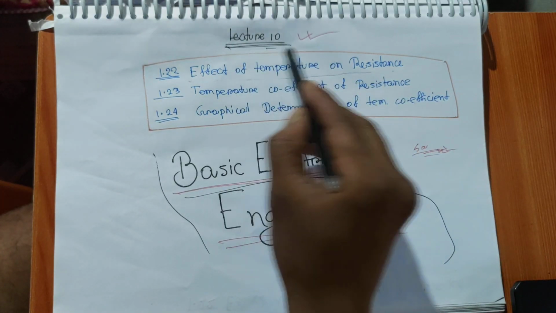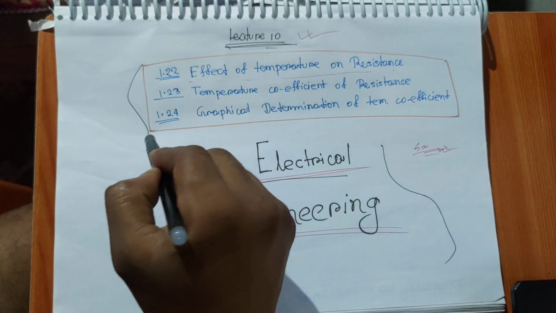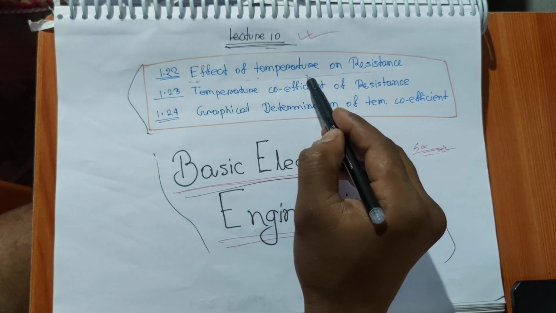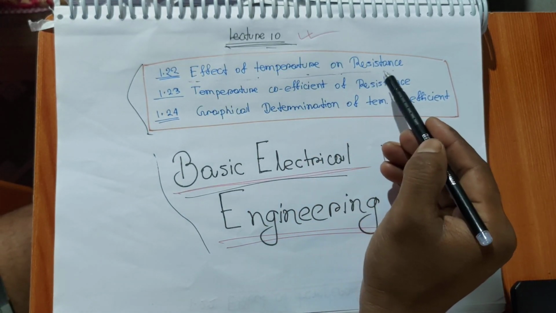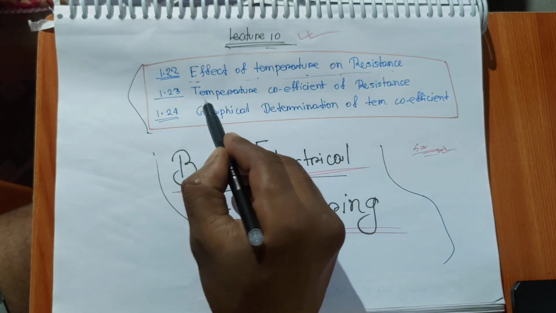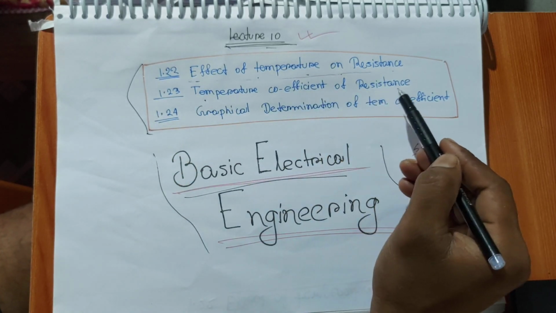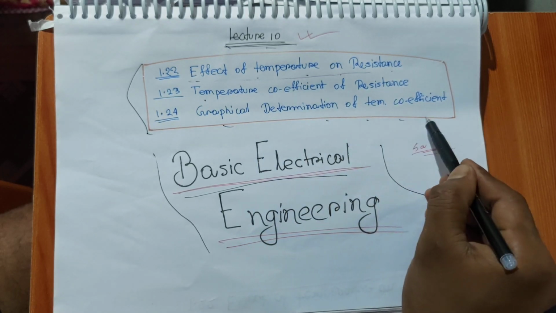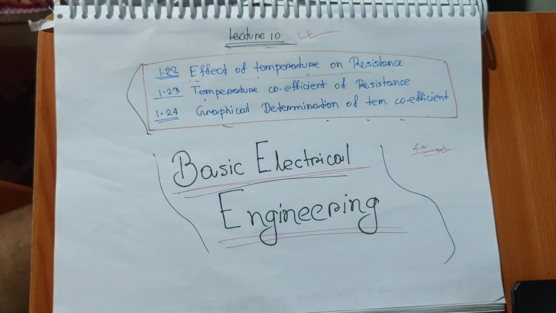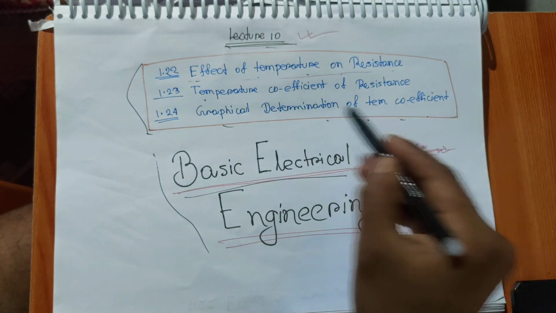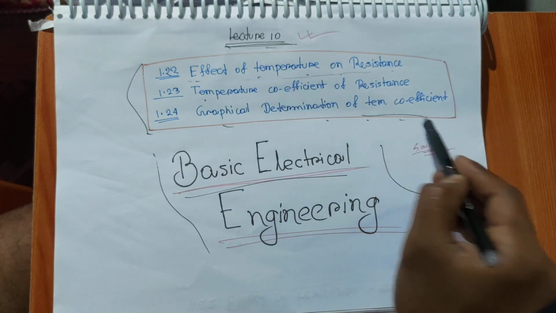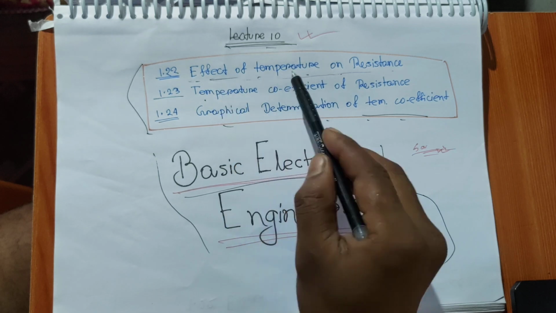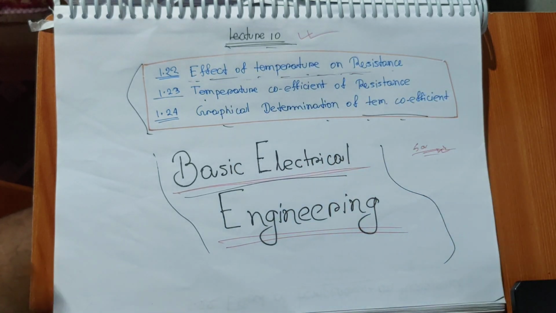This is our lecture number 10, and these are the topics. As you can see here: effect of temperature on resistance. I think it's visible nicely. Temperature coefficient of resistance, graphical determination of temperature coefficient. So we are going to talk about temperature coefficient and effect of temperature on resistance.